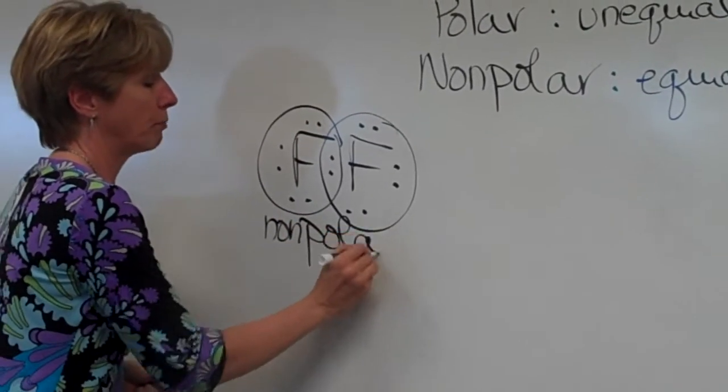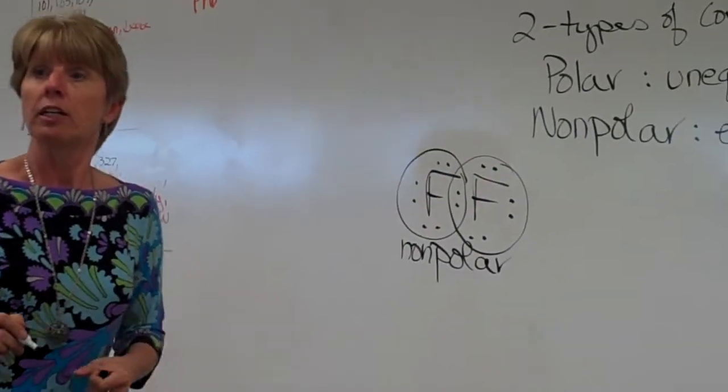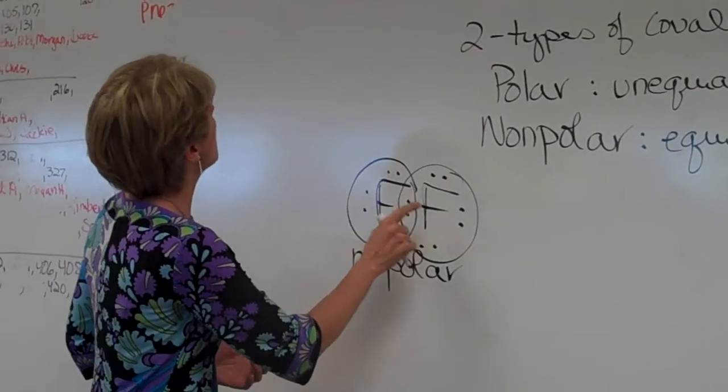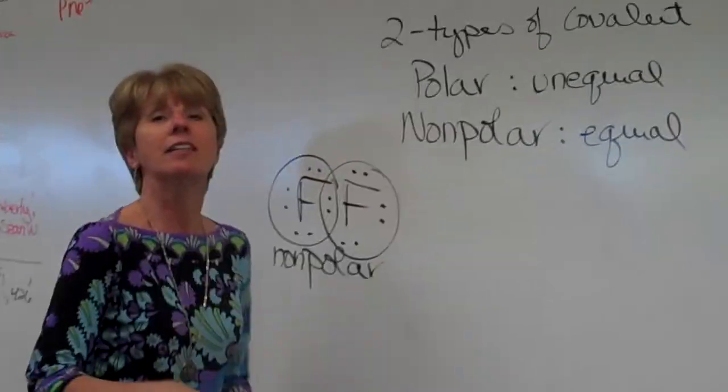Again, what would be the shape of this bond? This is going to be linear because there are only 2 elements present. Okay.